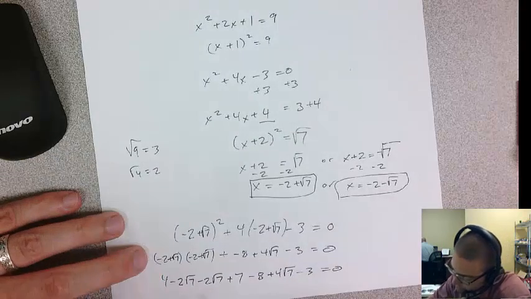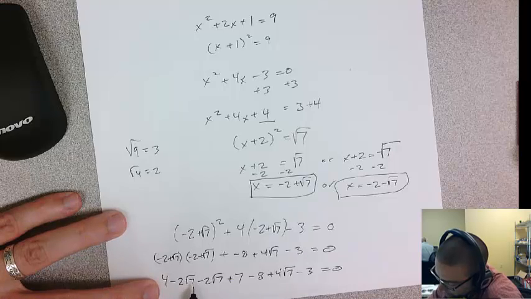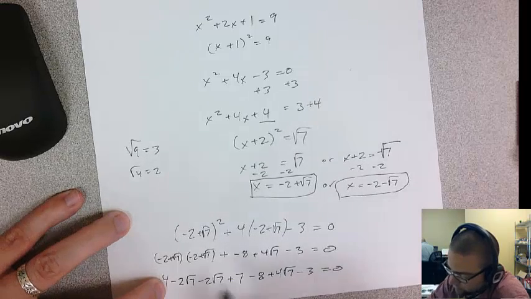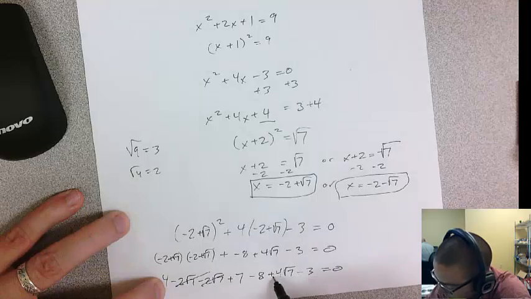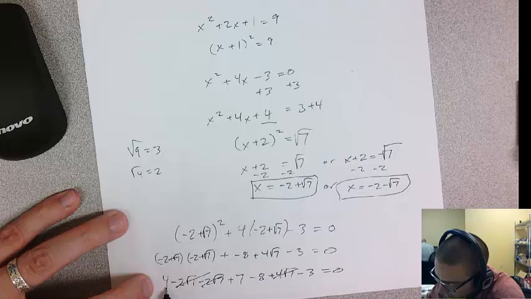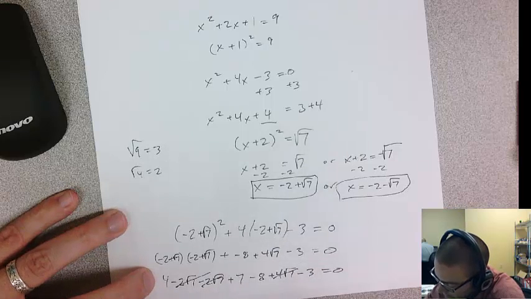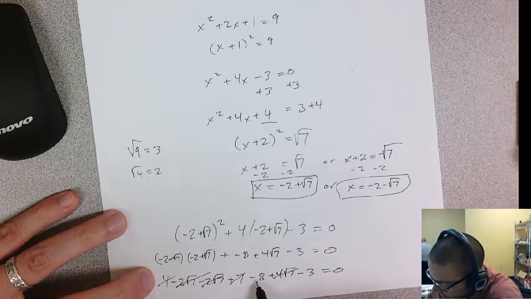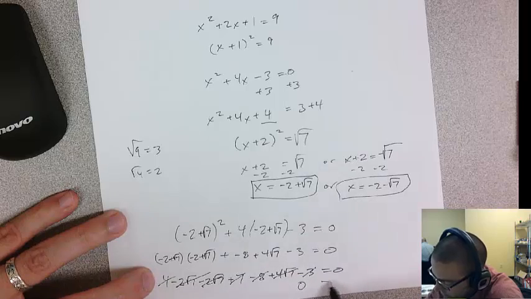So is this true? So I have -2 square roots of 7 here and -2 square roots of 7 here. So I have -4 square roots of 7. And then I have +4 square roots of 7 over here. So these -4 are going to cancel out with this +4. So those just go away, right? And then 4 plus 7 is 11. -8 minus 3, that's -11, right? So that's going to be 0, right? 4 plus 7 is 11. -8 minus 3, that's -11. So it's just equal to 0.